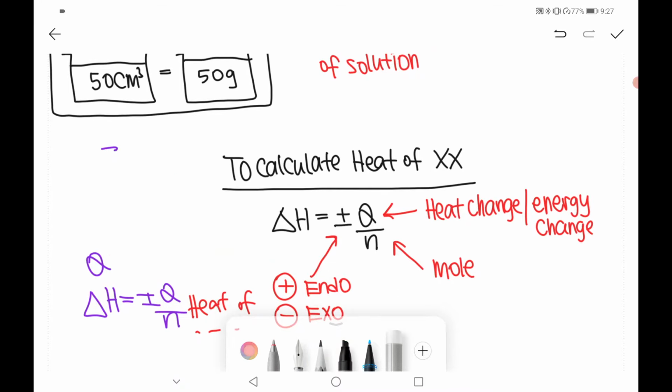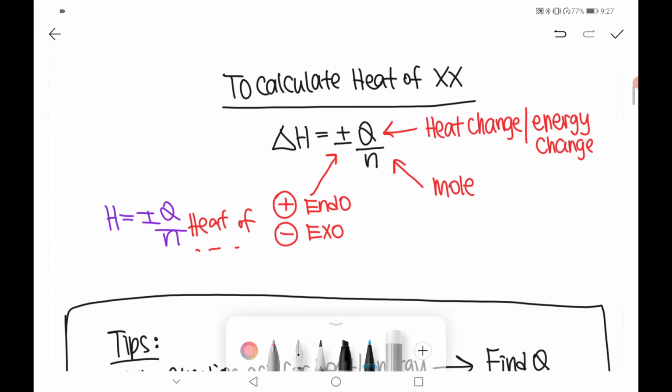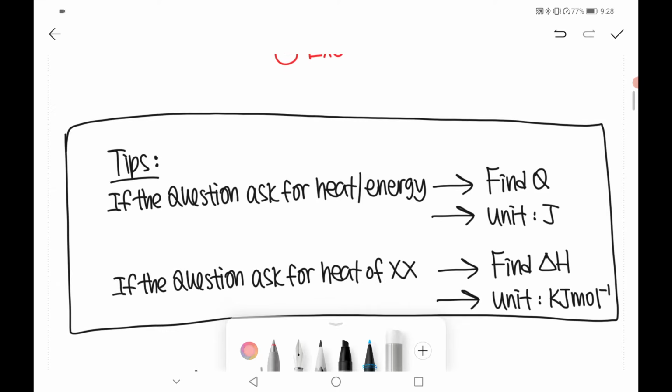The next thing that we need to know, let's look at the tips. Like what I said, if the question asks you to find the heat, or to find energy, you need to find Q. If the question asks you to find heat of something, heat of displacement, heat of neutralization, for example, if they ask you heat of, you go to find delta H.